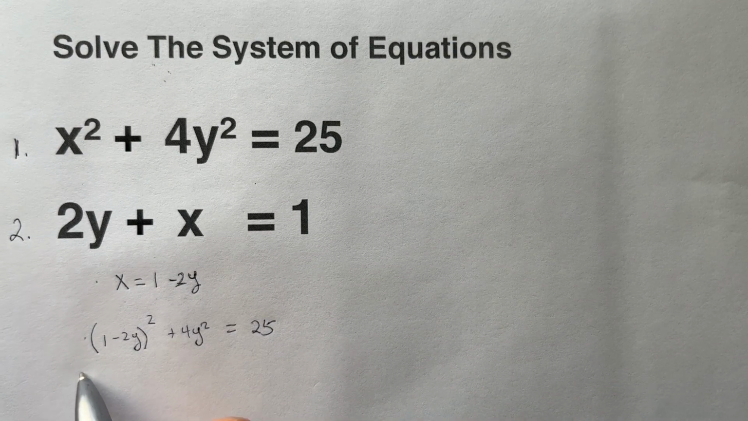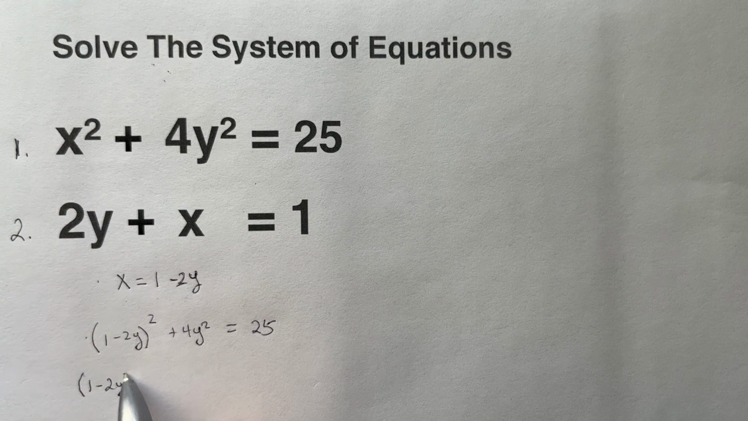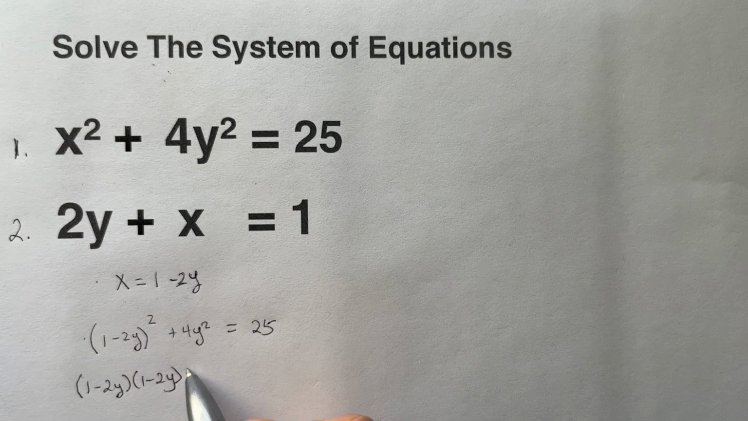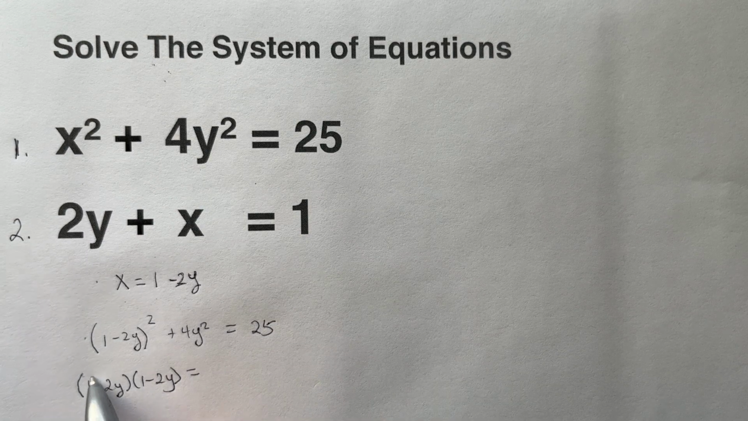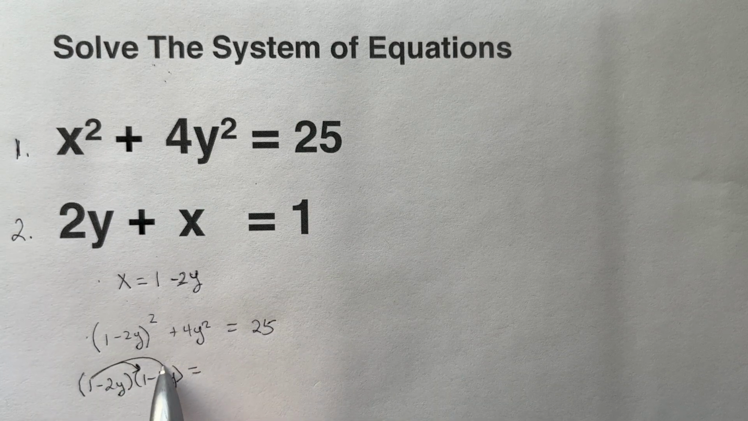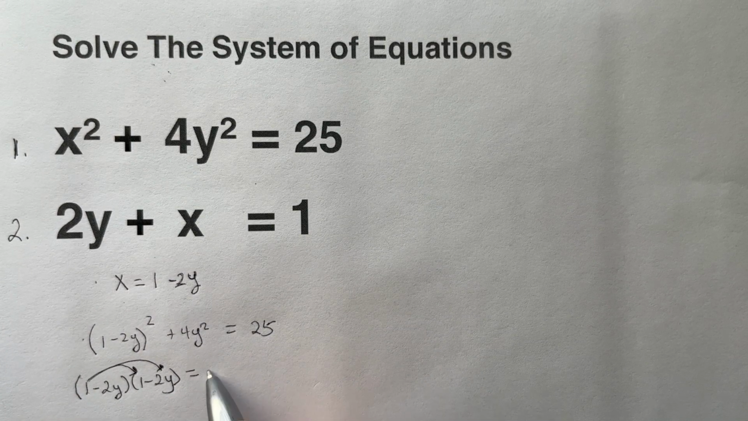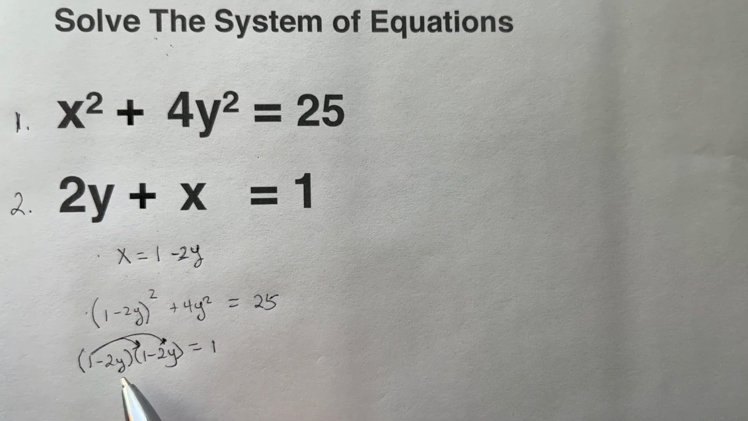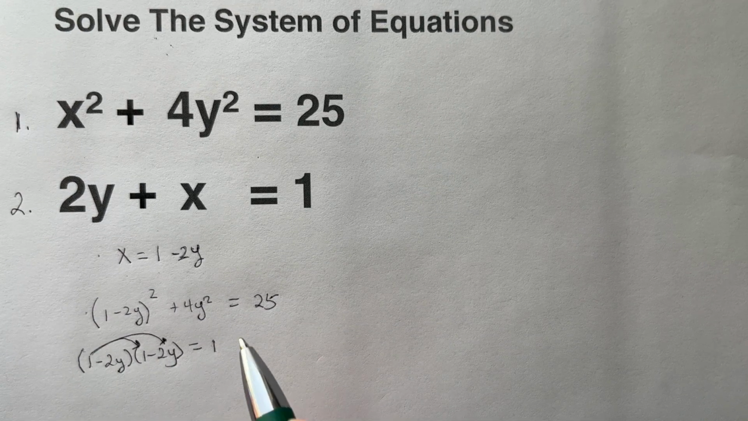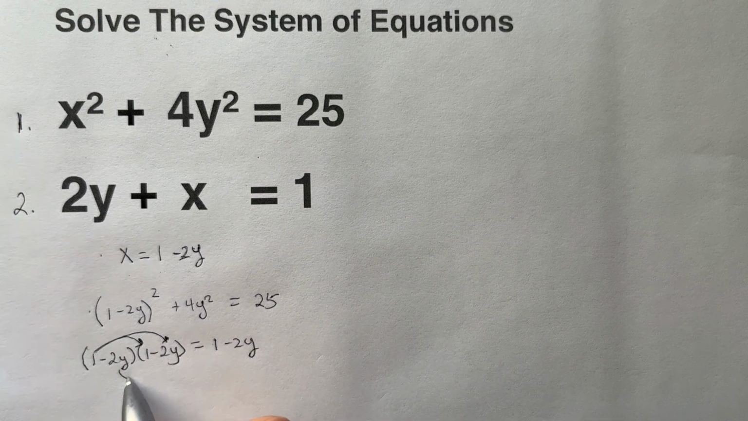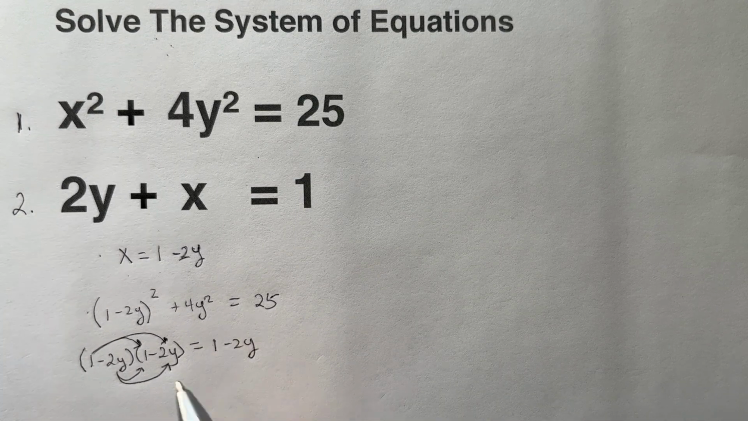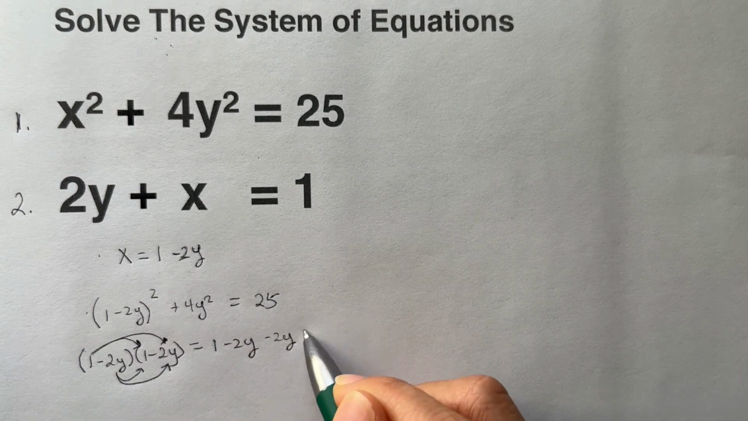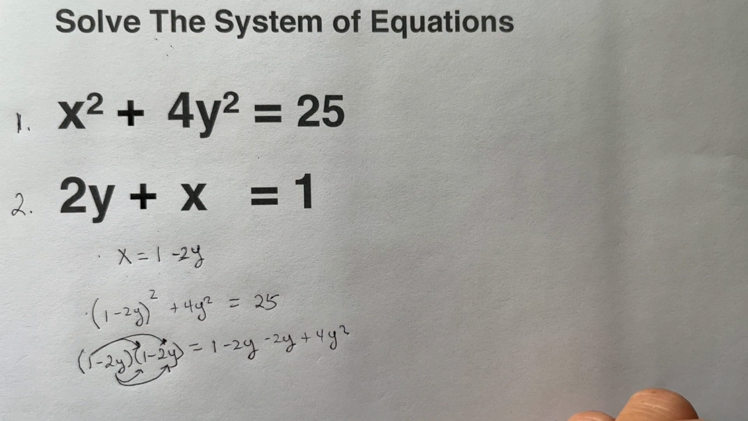And let's multiply this out. This is going to equal, I'm going to use the distributive property. 1 times 1 is equal to 1. 1 times negative 2y is minus 2y. I'm going to do this again. Minus 2y plus 4y squared.